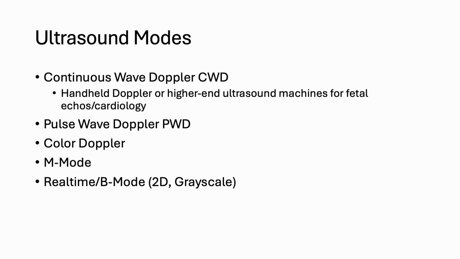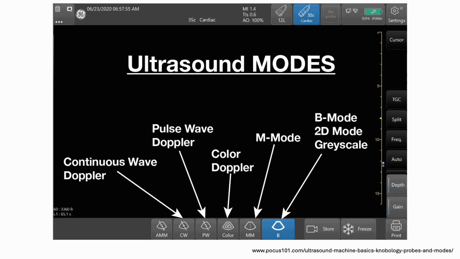So when you go to high risk, you may see where they have the capability of doing a continuous wave Doppler for a fetal echo or cardiology, looking specifically at the cardiology. The pulsed wave Doppler is what you'll see when they do umbilical artery Dopplers and the MCA Dopplers, and then the color Doppler that looks at the color, and then the M mode and real-time B mode, which is the 2D grayscale, which is what most people are familiar with.